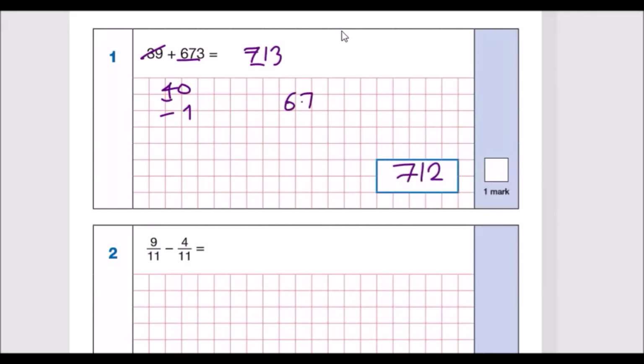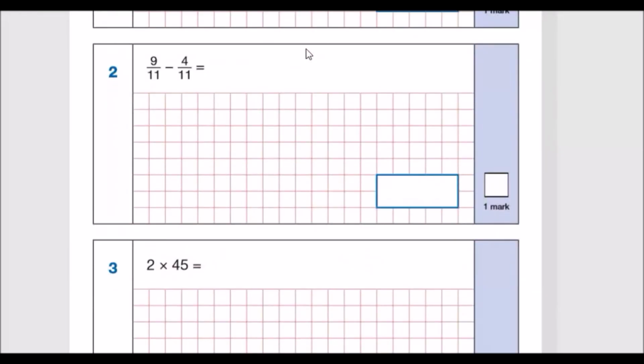Alternatively, we could have done 673 plus 39. I mean, this is the safe way and this is fast. 3 plus 9 is 12, so 2, carry the 1. 7 and 3 is 10, plus 1 is 11, carry the 1, and 6 and 1 is 7. So yeah, you pick your method, yeah? So just try and do the fastest way because you got 30 minutes.